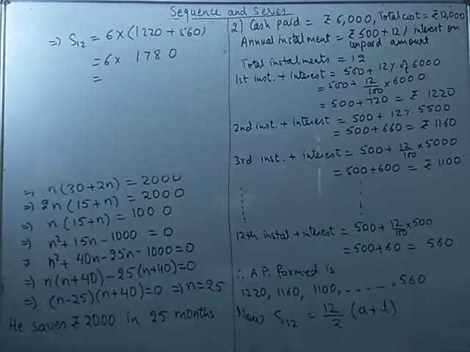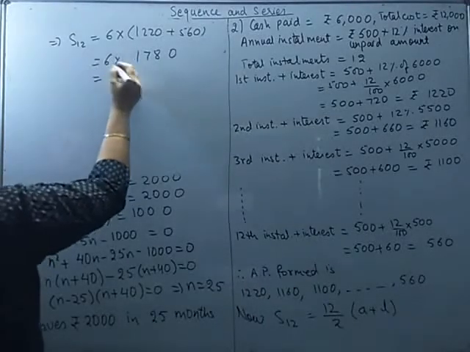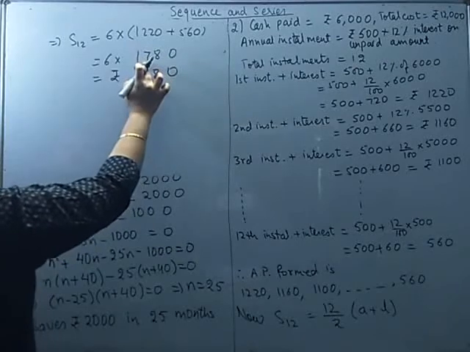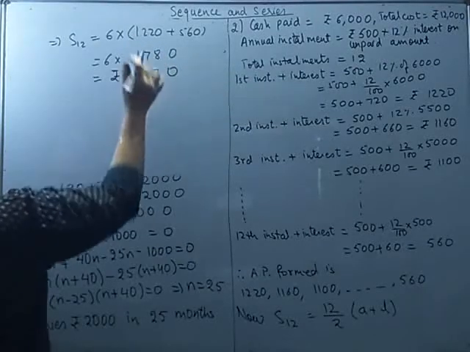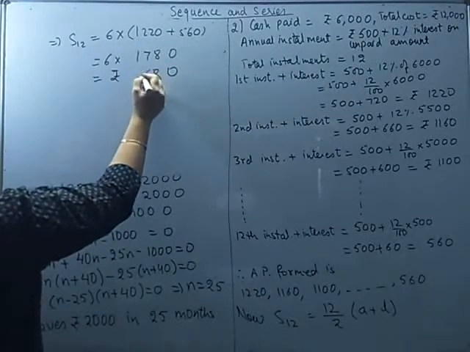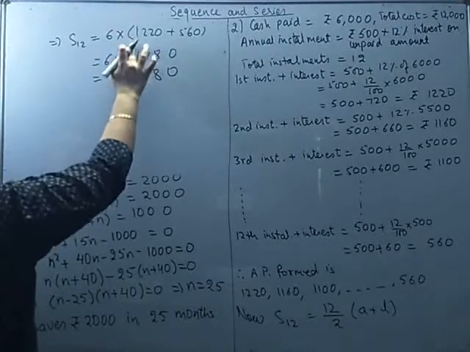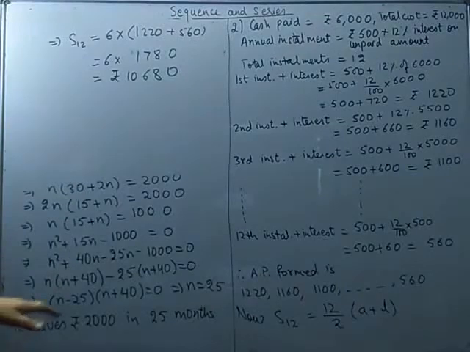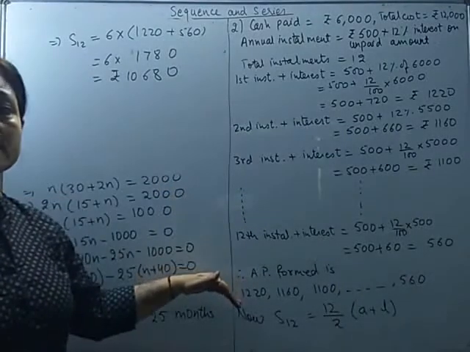And this will amount to rupees, let us multiply 6 into 8, 48, then 6 into 7, 42. 42 and 4 comes out to be 46, then 6 and 4, 10. So this is the total amount which is paid in the form of installments and interest.